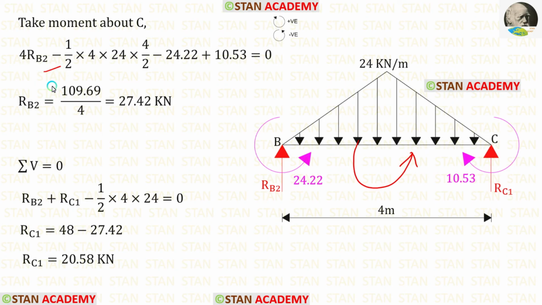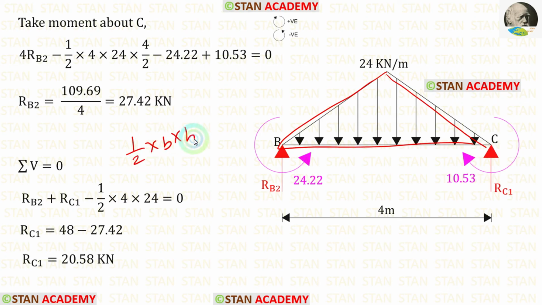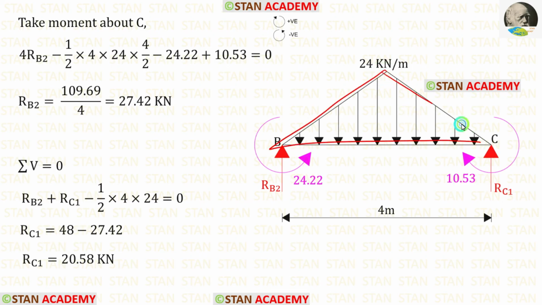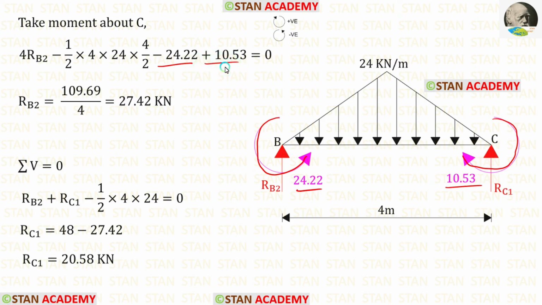For this kind of load, we have to multiply the area with the centroidal distance. It is a triangle. We know the formula for the area of a triangle, half into breadth into height. Here the breadth is 4 and the height is 24. Now let us find the centroidal distance. This is a symmetrical triangle, so the centroid lies in the center. To find the centroid, we have to divide the length 4 by 2. This moment is acting in the anti-clockwise direction, so that will be negative, and this moment is acting in the clockwise direction, so that will be positive. Finally, for RB2, we are getting 27.42.